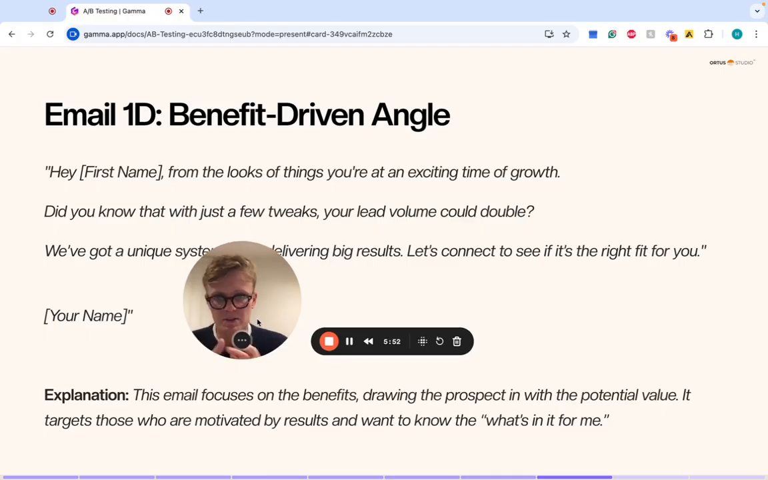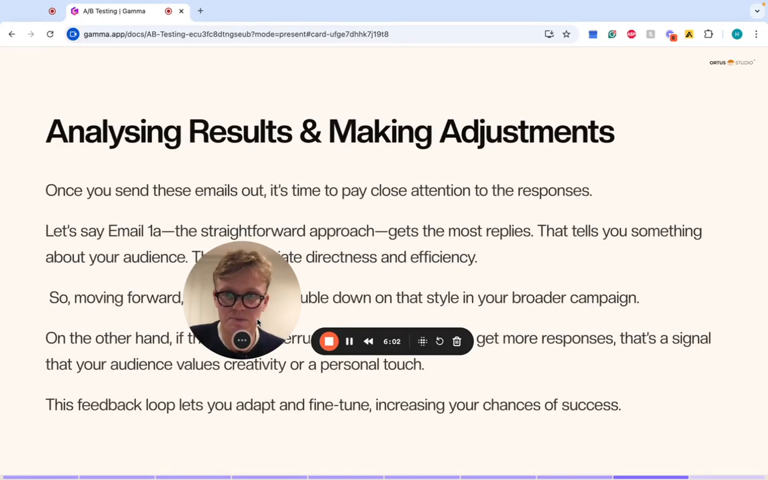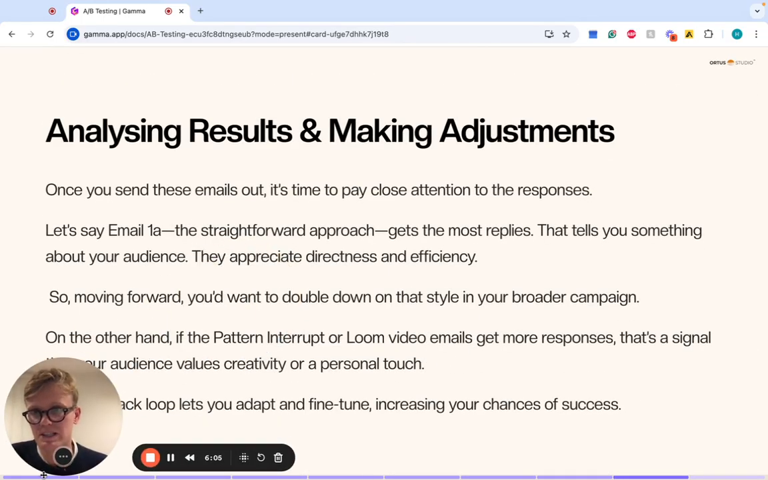So this email focuses on the benefits, drawing the prospects in with the potential value. It targets those who are motivated by results and want to know what's in it for me. So that's the fourth approach. Ultimately, once you send these emails out, it's time to pay close attention to the responses. Let's say email 1, the straightforward approach, gets the most replies. This tells you something about your audience: the personas you're targeting appreciate directness and efficiency.